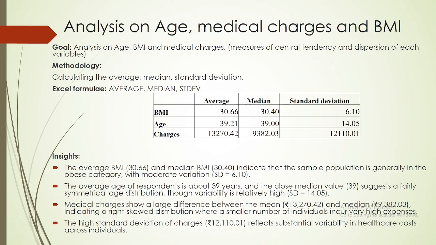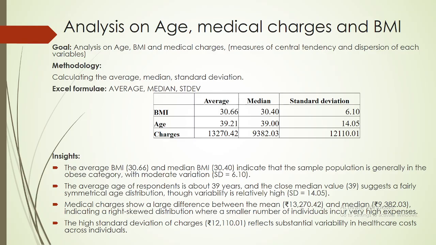Coming to age, the mean is almost equal to the median, so we can say it is a symmetrical age distribution, but the standard deviation is quite high. It means the data is not consistent. We cannot say the age is one particular value. Because the standard deviation is quite deviated from the mean value, we cannot consider the mean value for the interpretation of the age. So we can conclude that here.